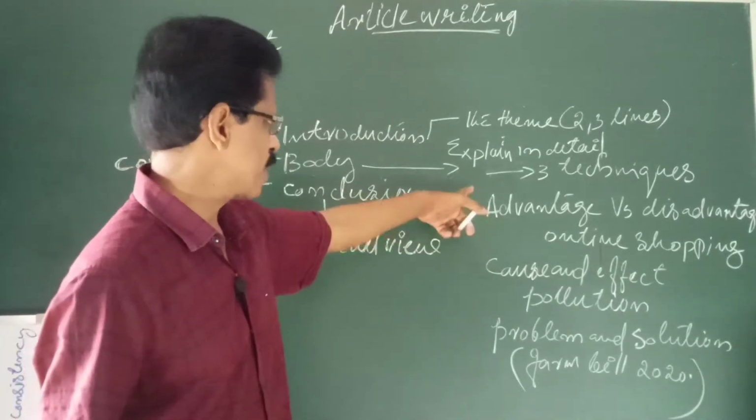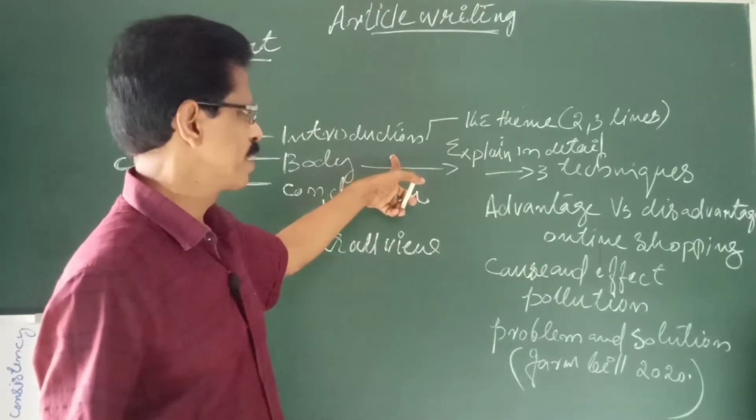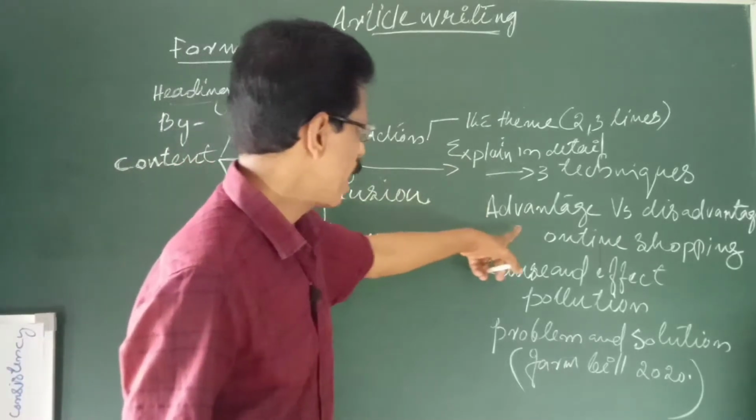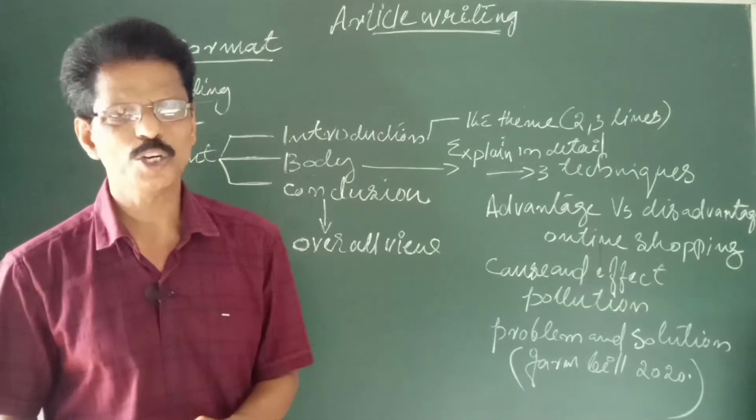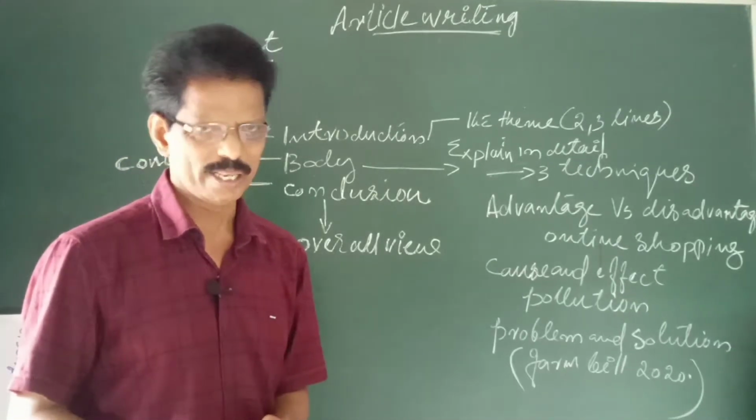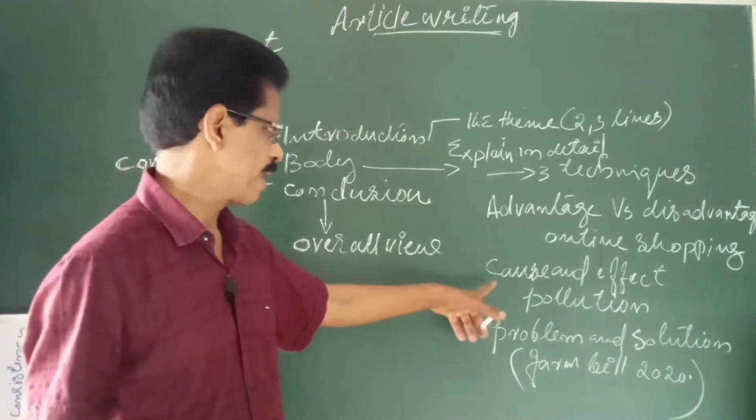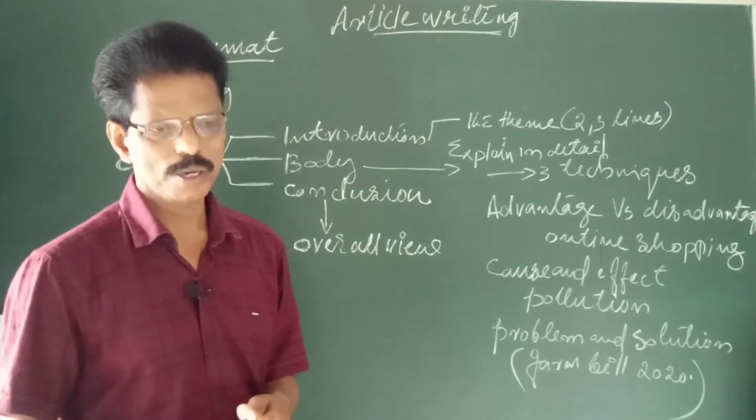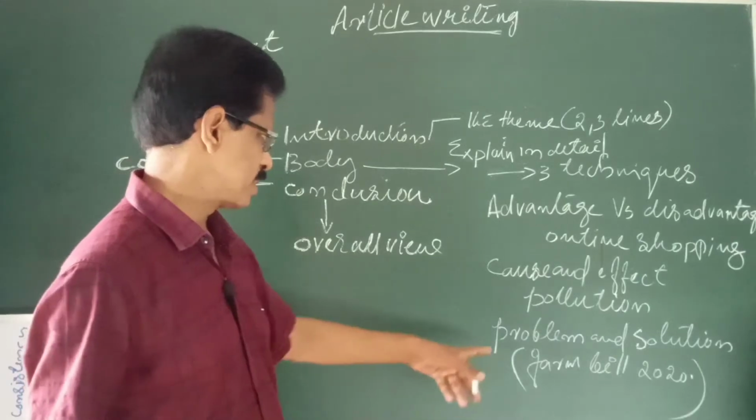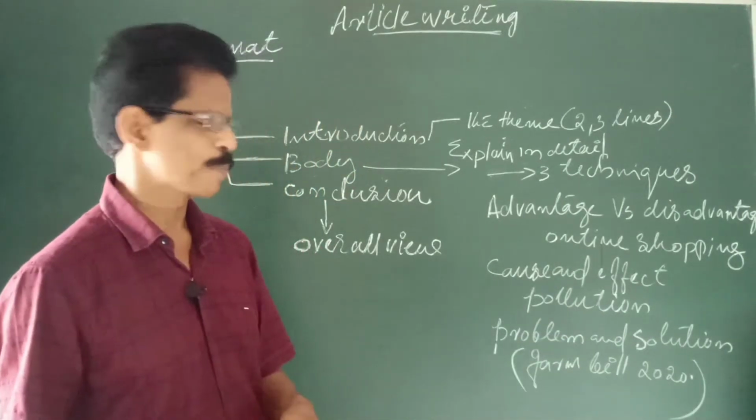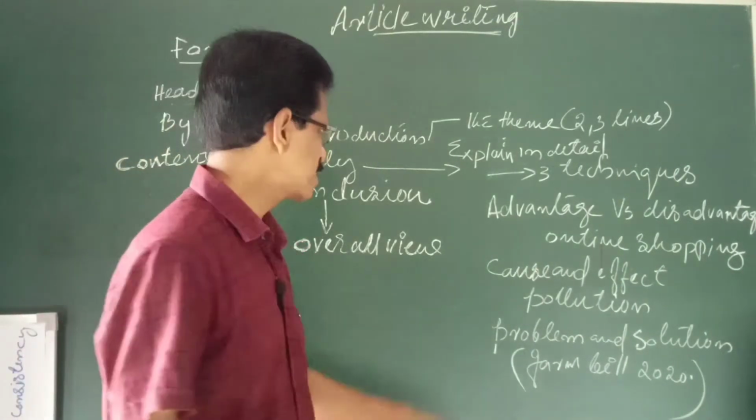Okay. So there are 3 methods of introducing the body. Number 1 is advantage versus disadvantage. So first we will discuss what all are the advantages. Then disadvantages. In a way, comparison. Then cause and effect. So some problems, the causes are explained, effects also are explained. Then problem and solution. Some problem is introduced, solution also suggested. Okay, that is a body.